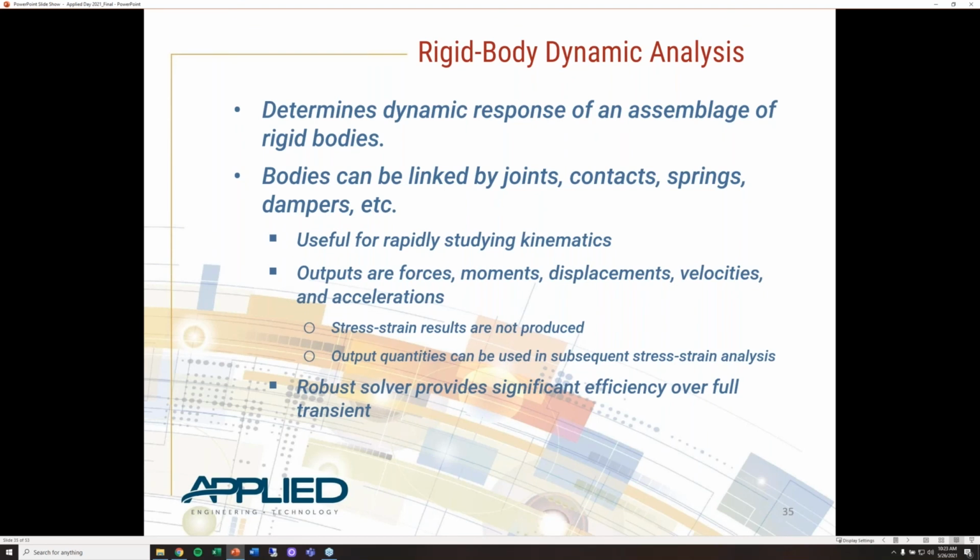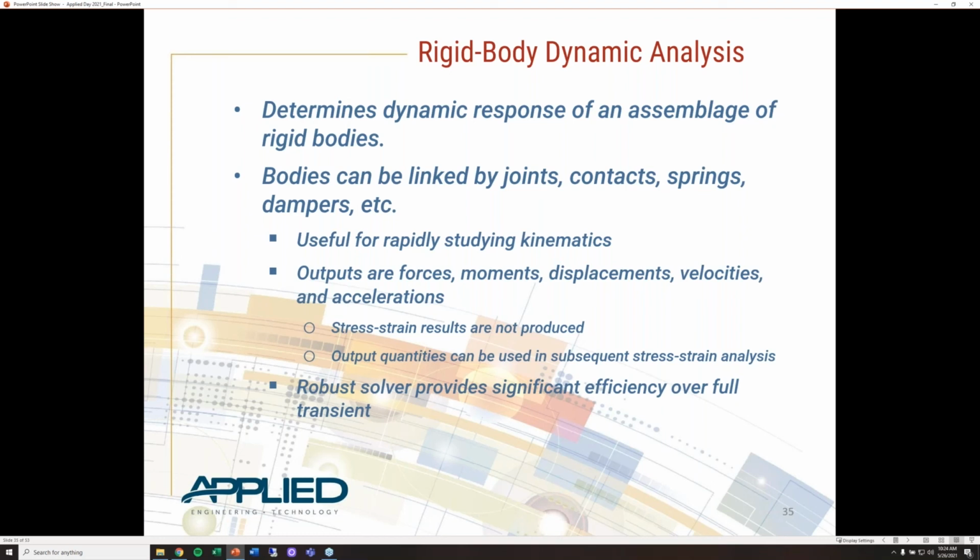This one is a cool type of dynamic analysis where we're looking more at kinematics. Rigid body dynamic analysis determines the dynamic response of an assemblage of rigid bodies. We can assemble these rigid bodies or link them together using different types of joints, different contacts, springs, dampers, etc. So think back to our dynamics and our vibration, our suspensions, things like that. We can use this solver in this environment to rapidly study kinematics. So it can be a very useful tool.